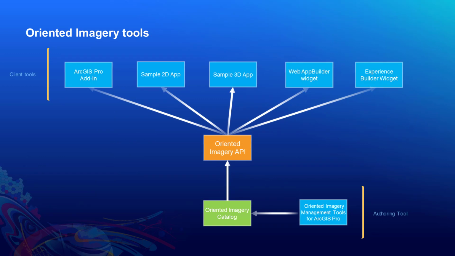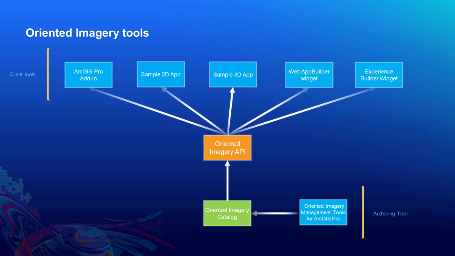Let's take a look at the tools and how they are actually broken down. We have client tools, which you saw in the previous demo, like the ArcGIS Pro add-in. We have two sample apps. Now, these are just examples of how users can create these kinds of applications. We have a Web AppBuilder widget.